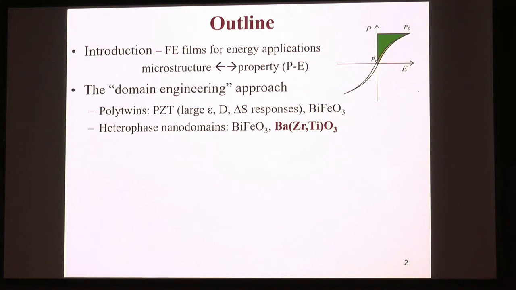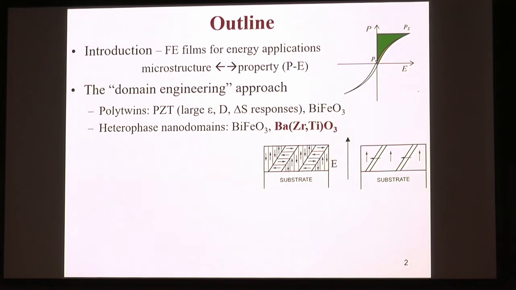Another type of domain, maybe not that commonly seen but very important, is the so-called heterophase domains. We have the example of bismuth ferrite, with a T-like phase and an R-like phase, which I think a lot of people here know. But it also applies to the system I'm going to talk about here, the zirconium-doped barium titanate. I'll show you it's very good for energy storage applications. And that's the kind of picture you can have.